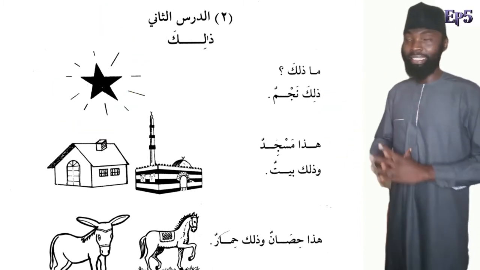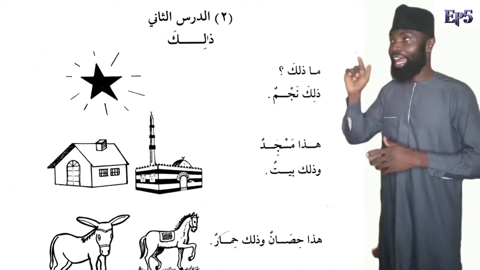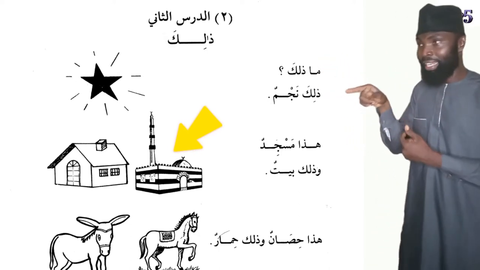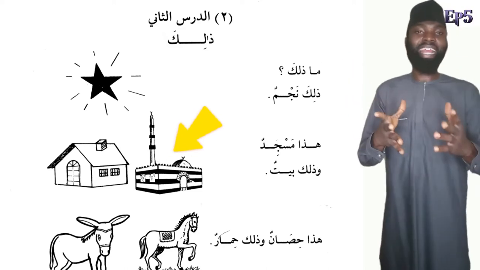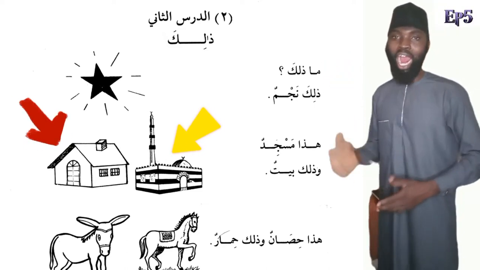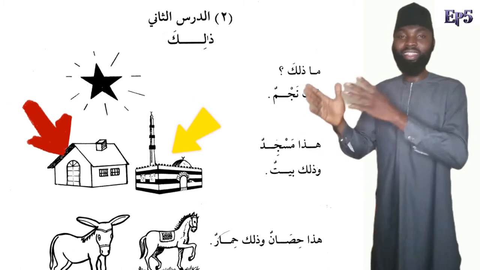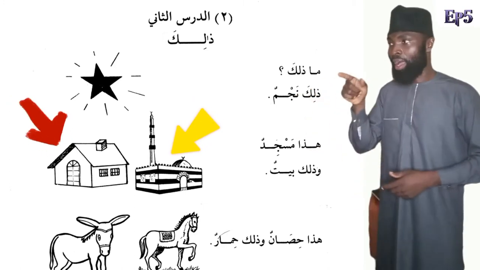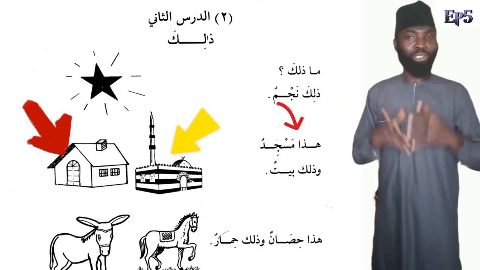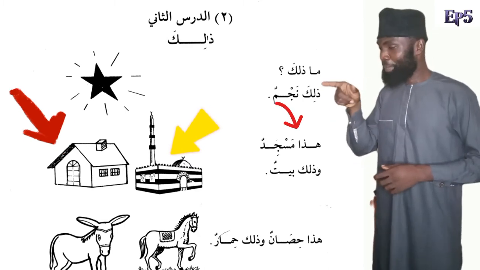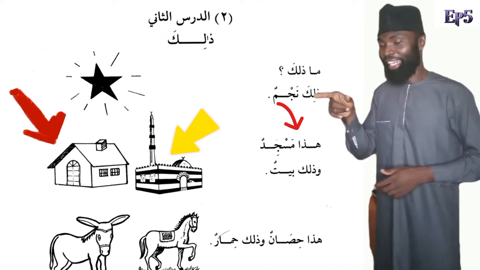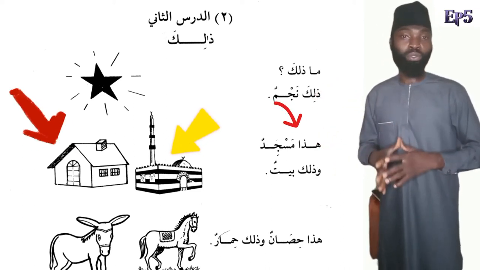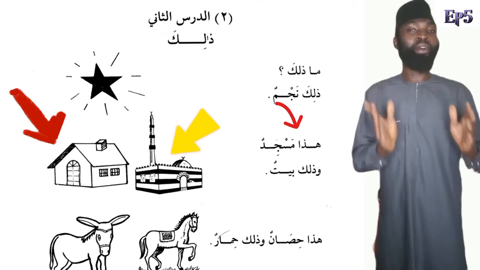Now, under this image, we have two other images. This is the image of a mosque, the one that is closer. Then the further image is the image of a house. So let's see what we have on the right hand side of these two images. The first is hadha masjidun, meaning this is a mosque.